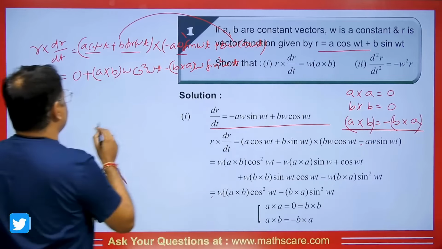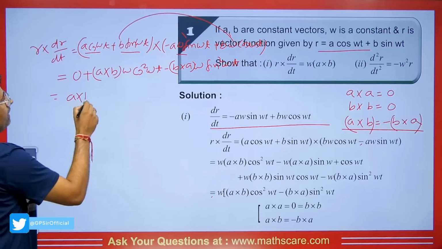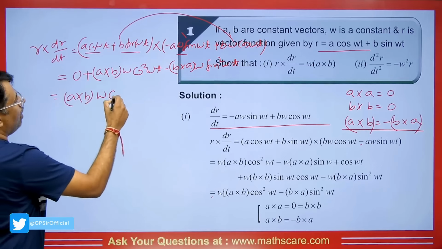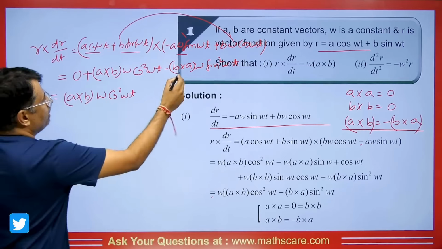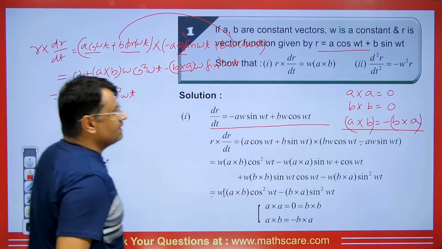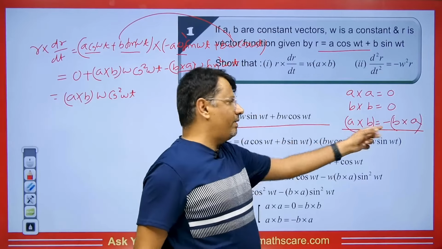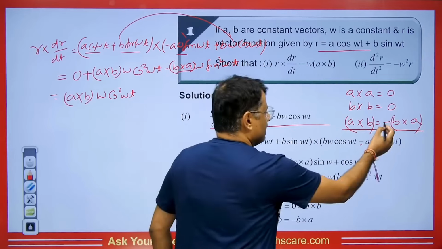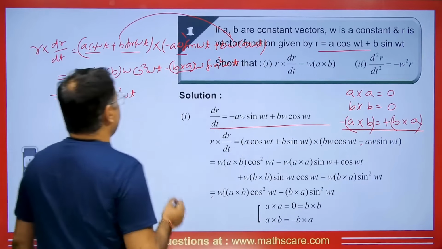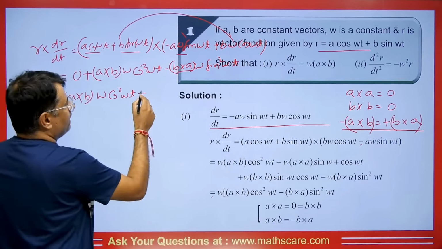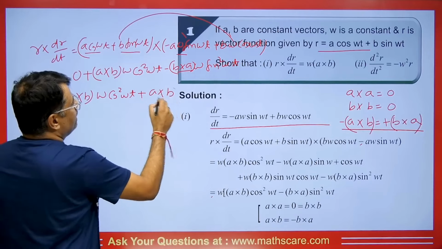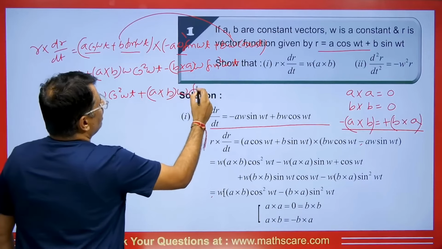What will we get here? I'll just put A cross B here, A cross B omega. This will be cos square omega t. So instead of this B cross A, you can replace this with minus A cross B. I'll take this minus to the other side. We'll get this if I take minus to this side. I can write this instead. What will this be? Minus minus is plus. A cross B omega sine square omega t, right?